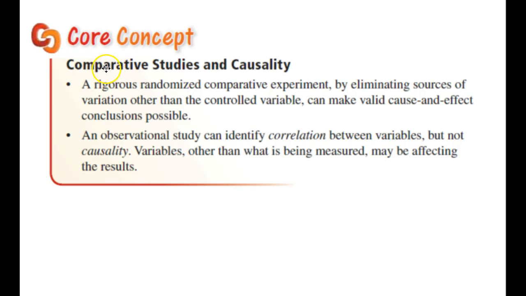We can also look at causality. When we're dealing with these, we always want to look at causality. Did the treatment that I gave cause this other thing to happen? When we're dealing with randomized comparative experiments, if I eliminate other variations other than my controlled variable, I can make a valid cause and effect conclusion. From our example using the checkout lanes, I got rid of all my other variables. People were not using different groceries. It was random people, so that I could find a cause and effect conclusion. When I use an observational study, I can identify a correlation between variables, but not a causation, because there are other things that may be affecting my results.